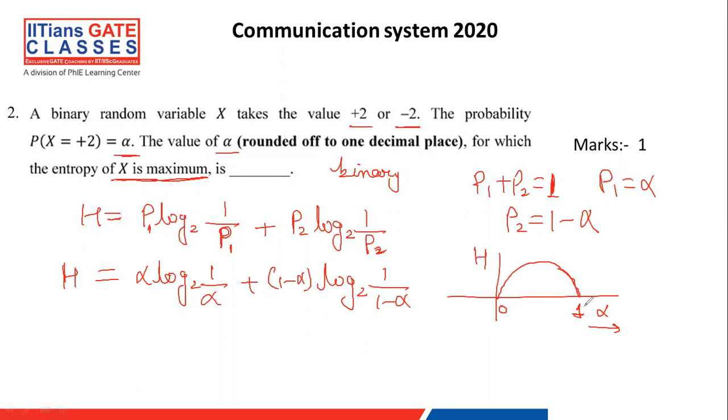Okay, it cannot go beyond 1 because it is a probability, and probability can never be more than 1, and it cannot go below 0 because probability cannot be less than 0. So that's why alpha is just varying from 0 to 1, and if you vary it from 0 to 1, it looks like this. Now here you see this is H, the entropy, and it is getting its maximum value in the middle, which is 0.5. So here the answer will be 0.5.